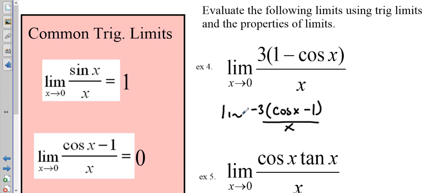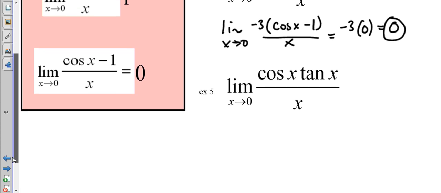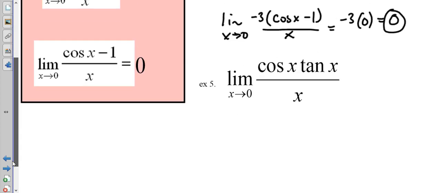And now if I take the limit as x approaches 0, once again, I'm using this property. I know that the limit as x goes to 0, that's a constant, so it's going to be -3, times this one. Well, I know this limit is equal to 0. Well, 3 times 0 is 0. That's it. That's our limit, 0. Cool, huh?